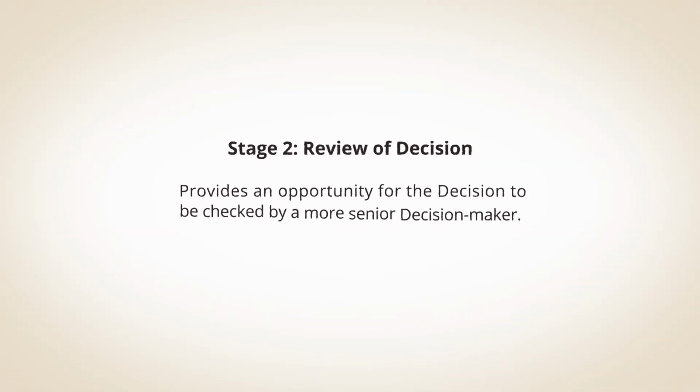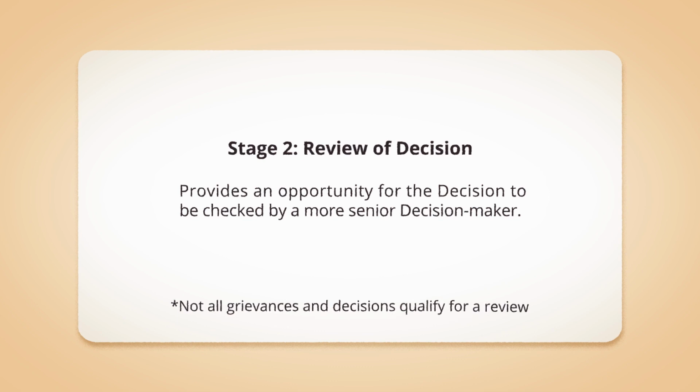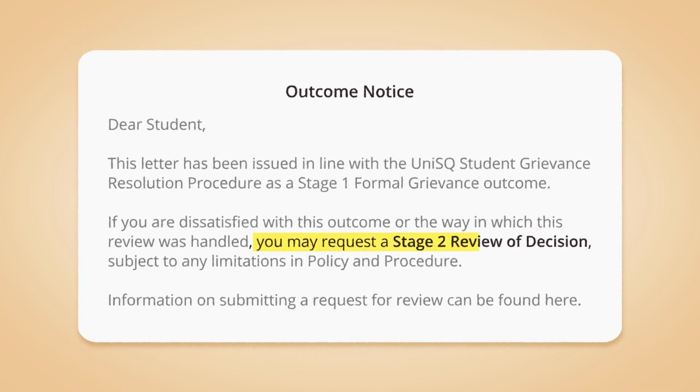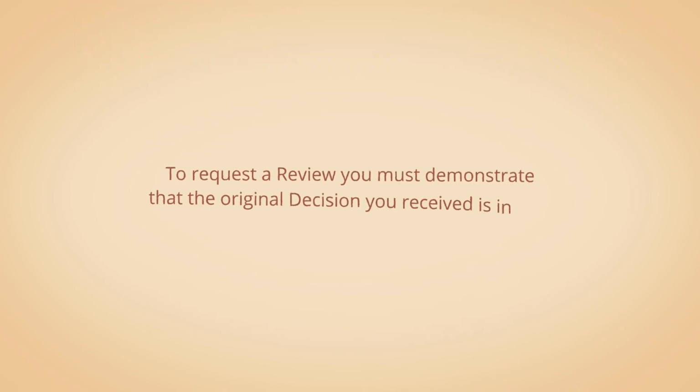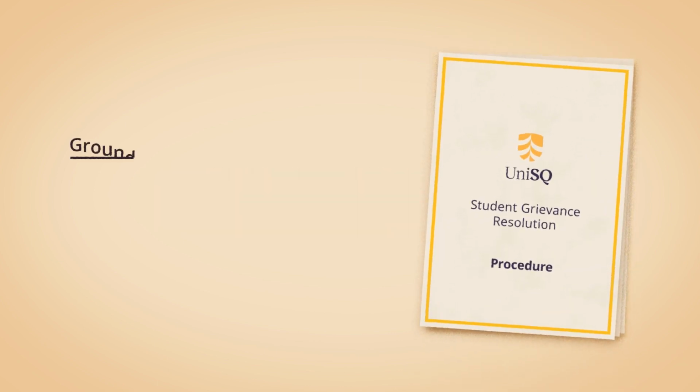The review of decision process provides an opportunity for the decision to be checked by a more senior decision maker. Importantly, not all grievances and decisions qualify for a review, so check your outcome notice for information on your eligibility and follow the instructions provided. To request a review, you must demonstrate that the original decision you received is invalid based on one or more of the 5 grounds. 1.